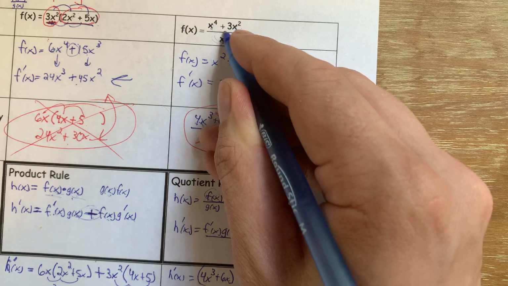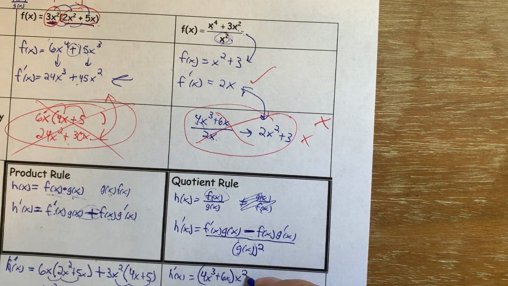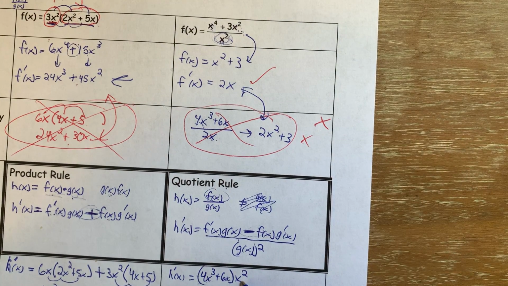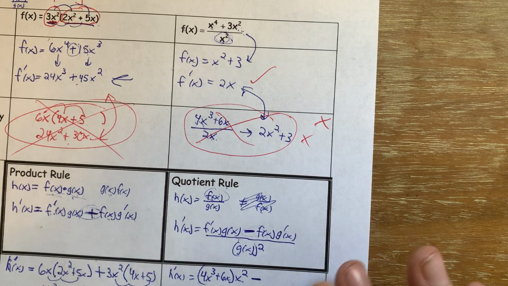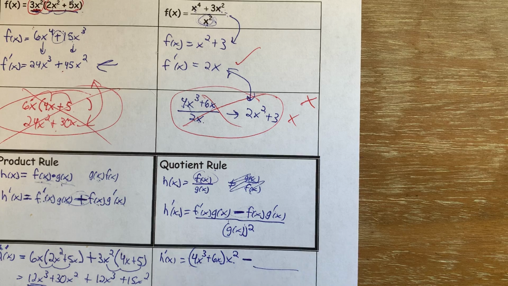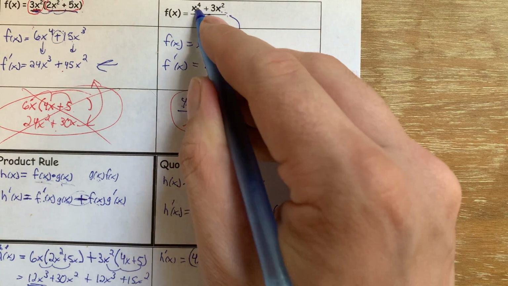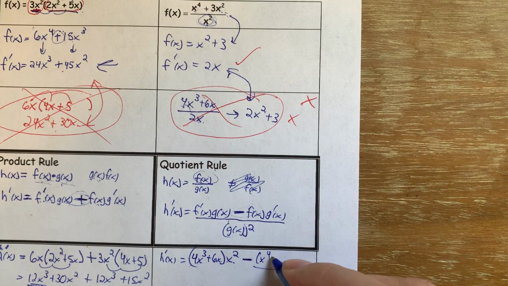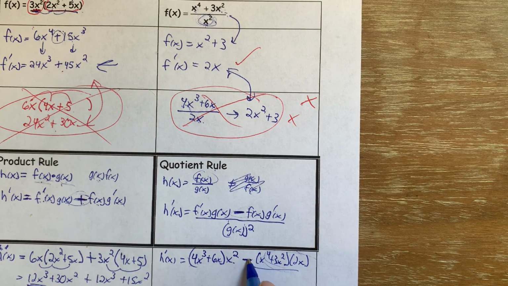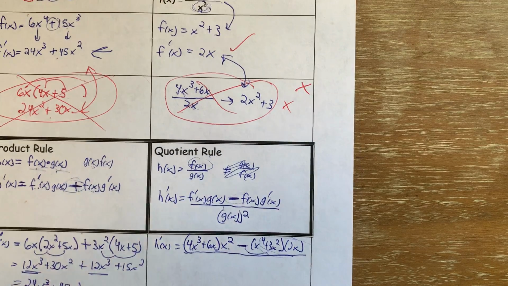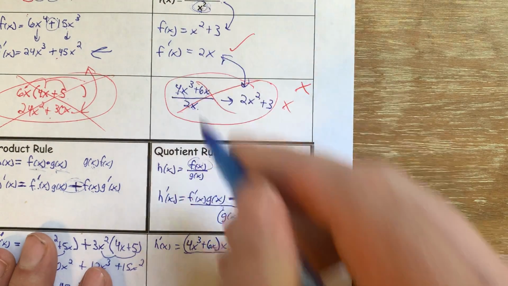Times the bottom left alone, sorry, the derivative of the top one times the bottom left alone minus, and parentheses are especially important here because we're going to be subtracting whatever this whole part is, minus, we leave the top one alone, times the derivative of the bottom. And we have to be really careful here. This whole thing, when we get this answer, the whole thing will subtract, and so the minus will distribute. Divided by the bottom squared.